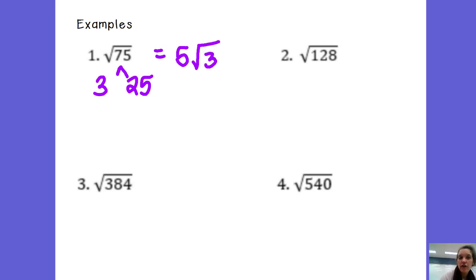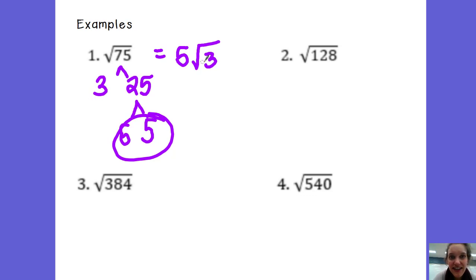But if you're going to use the process we just learned, I'm going to break 25 down into 5 and 5. Circle the 5s. I have a pair of 5s, so I'm going to take the 5 and put it out front. And then poor Mr. 3, he doesn't have a buddy. He's going to stay inside the house. So fully simplified, 5 square root of 3.